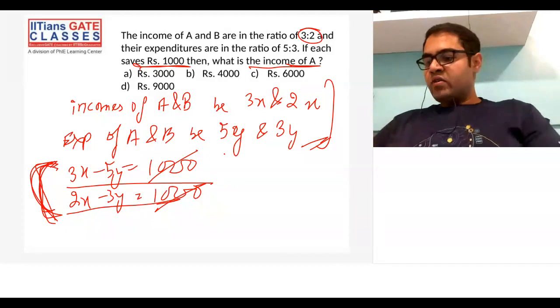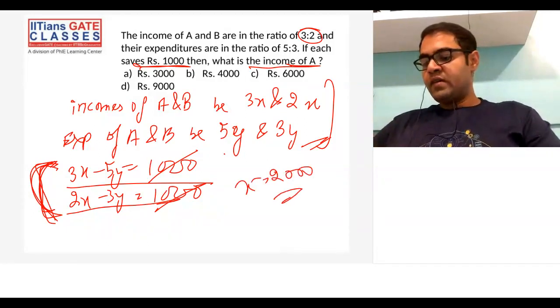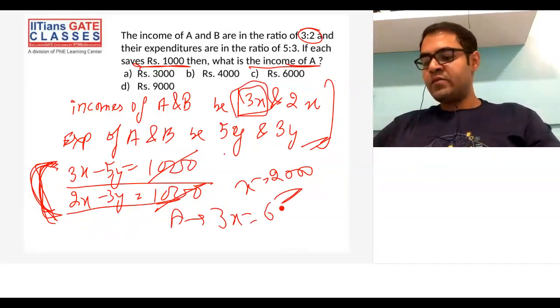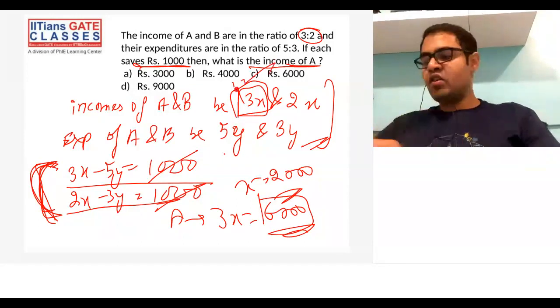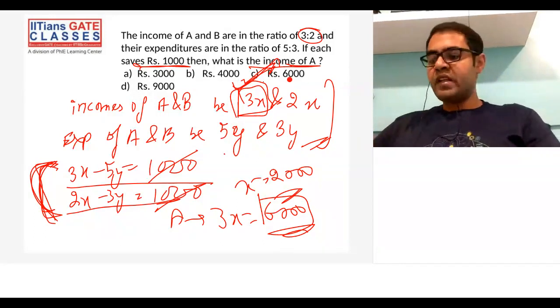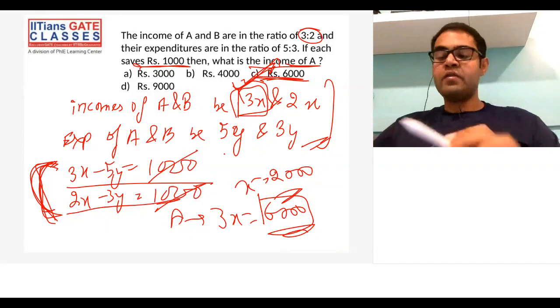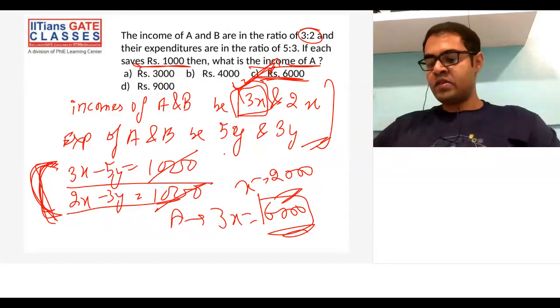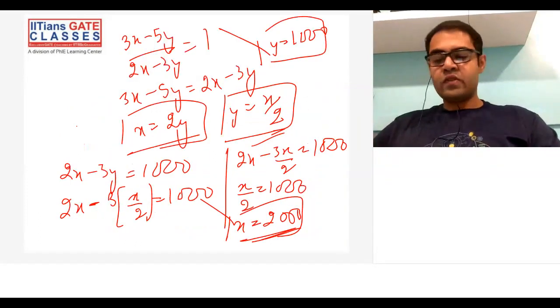Okay, so they are asking what is the income of A. Now x was 2000, correct? Income of A is 3x. So this becomes 3 times 2000, which is 6000. So income of A is what? 6000. Option C. Very basic question, very easy question. All right. Income of A is 6000. That is option C. So I hope this question was clear to all of you.